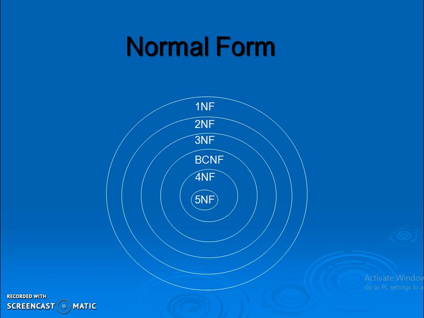Here there is a hierarchy of normal forms. First normal form, second normal form, third normal form, BCNF, 4NF, 5NF. If a relation is in 2NF, it means it is already in first normal form, plus the definition of second normal form.